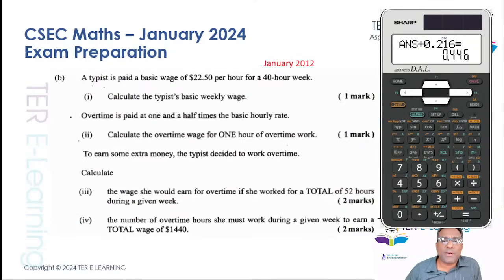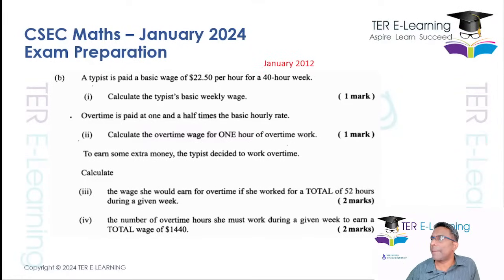All right, so we have a question here based on salaries and wages. A typist is paid a basic wage of $22.50 per hour for a 40-hour week. Calculate the typist's basic weekly wage. Now let me just close this off here, one sec. All right, close up this calculator.